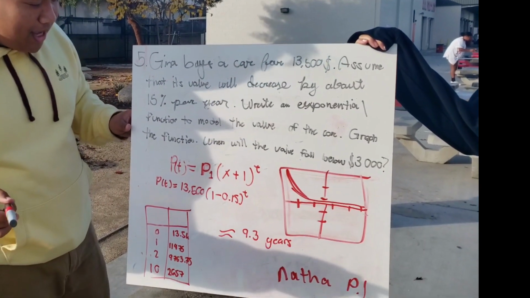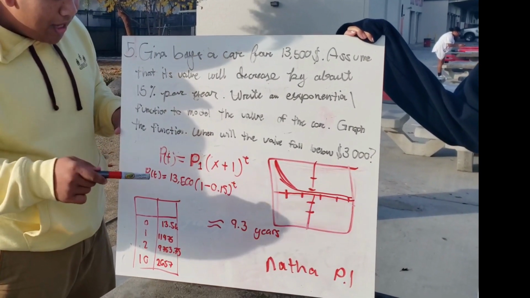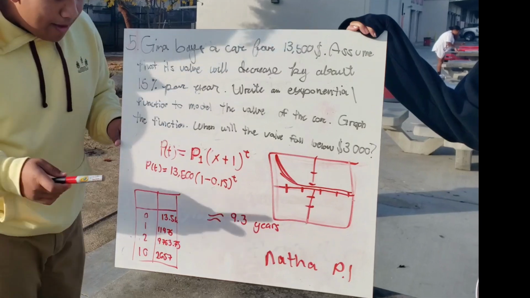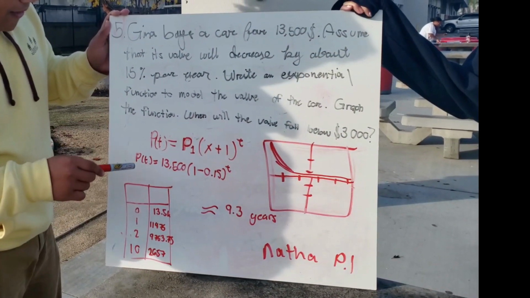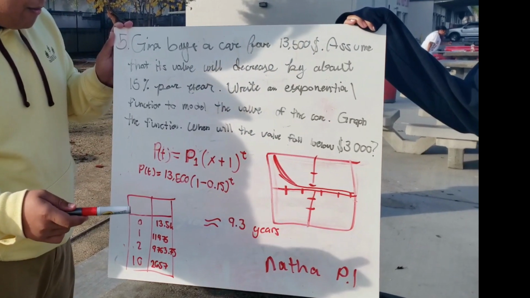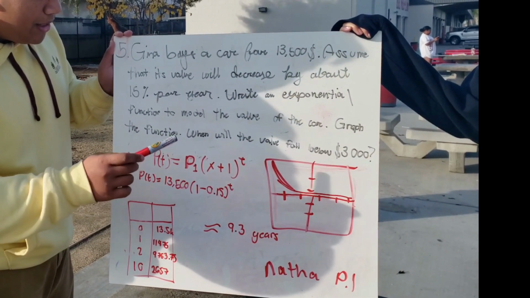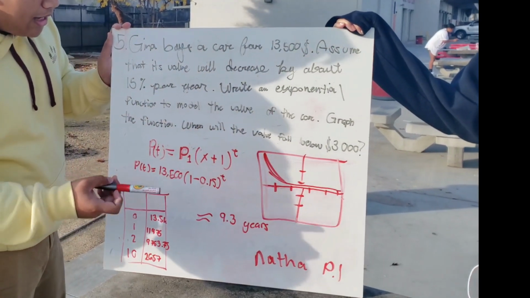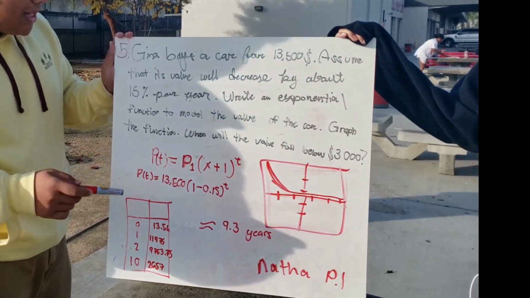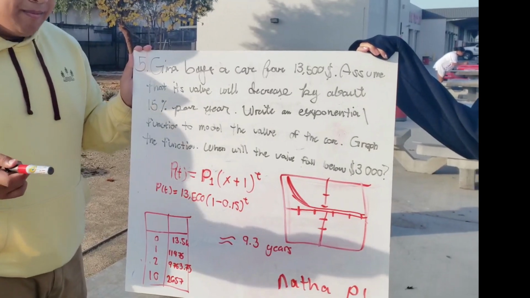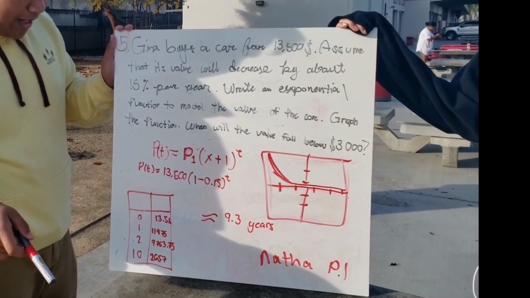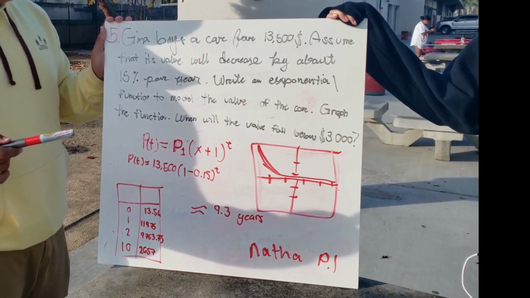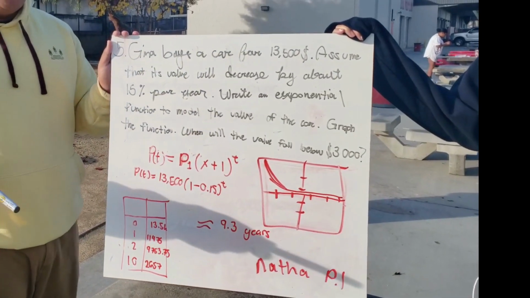Okay, so for me, I use the equation P of t equals P1 parentheses x plus 1 parentheses t. So I basically inputted the 13,500 into P1 because that's the original value, and then for the parentheses I put in the 1 minus, since it's a decreasing value. That's why I put in a minus, and then the 0.15 is basically the percent turned into a decimal. After that, I input it into the calculator, and this is what I got from the graph. So essentially after around 9.3 years, the car will be below 3,000.